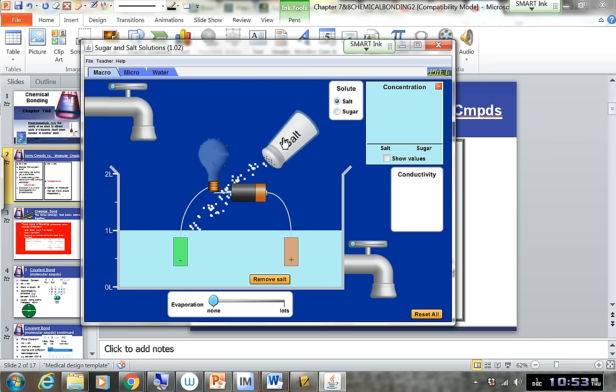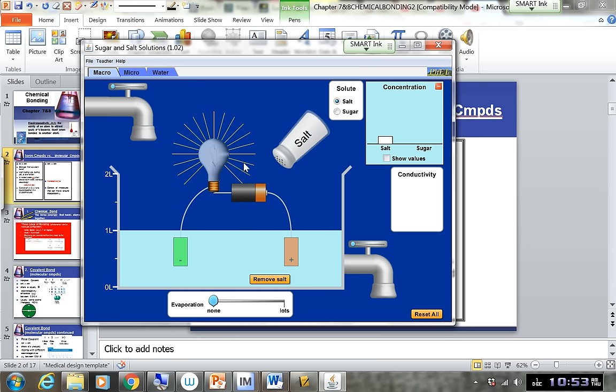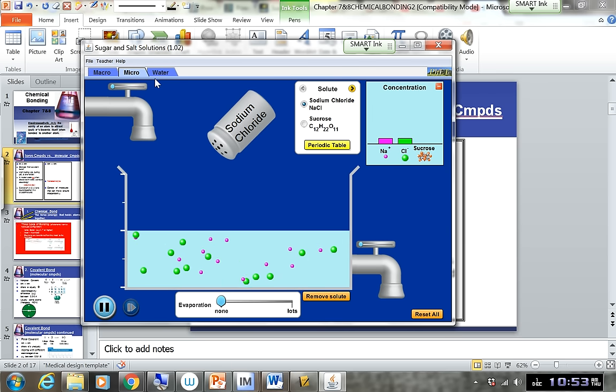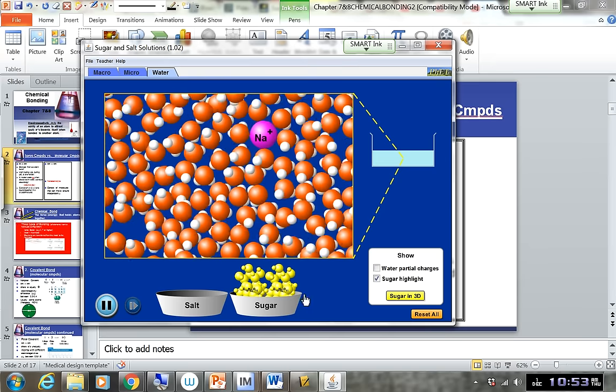If I shake a little bit of salt, look what happens to the light bulb. The more salt I shake in there, as the ion concentration gets greater and greater, the light glows brighter and brighter. These are electrolytes. Now, if we contrast that with what happens with sugar, for example.